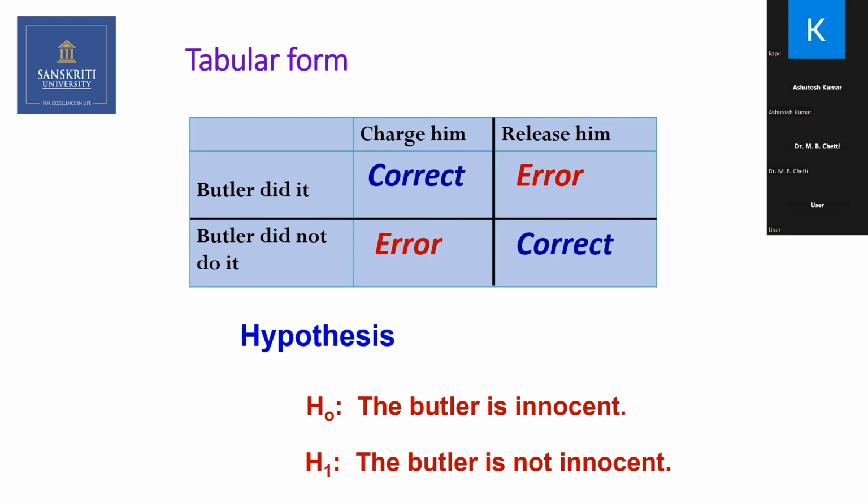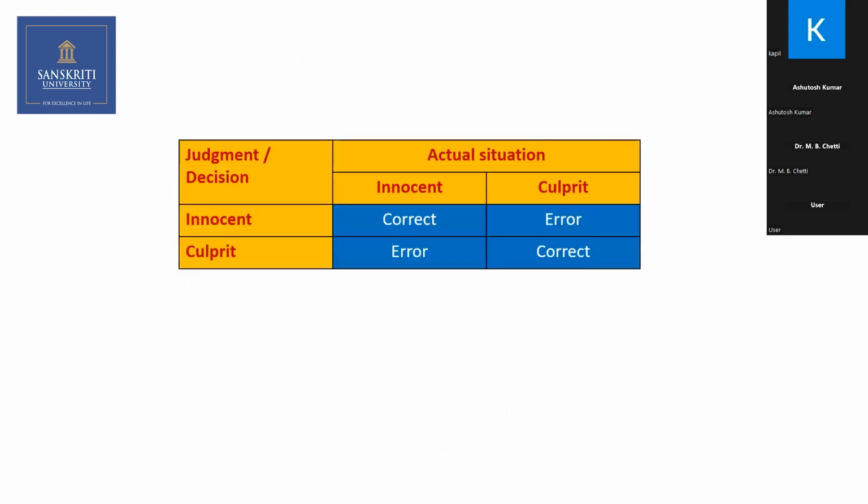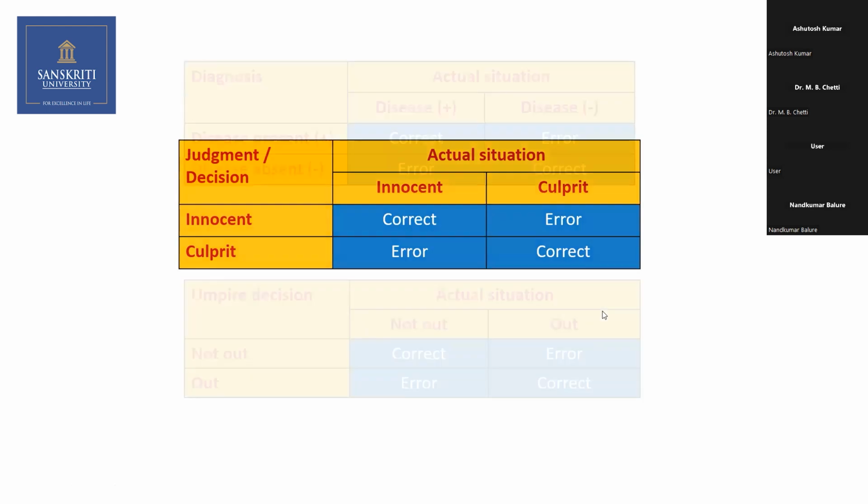Now let us convert this into our statistical things. In actual decision making, for example, Butler, in actual situation, he is innocent and the judgment also has been given as innocent, then it is correct. Where actually he is innocent, but the judgment says that he is a culprit, it is an error. Actual situation, he is a culprit, but judgment says he is an innocent and they release, that is a wrong decision. And here, actual situation, he is a culprit and they arrest him, it is a correct decision.